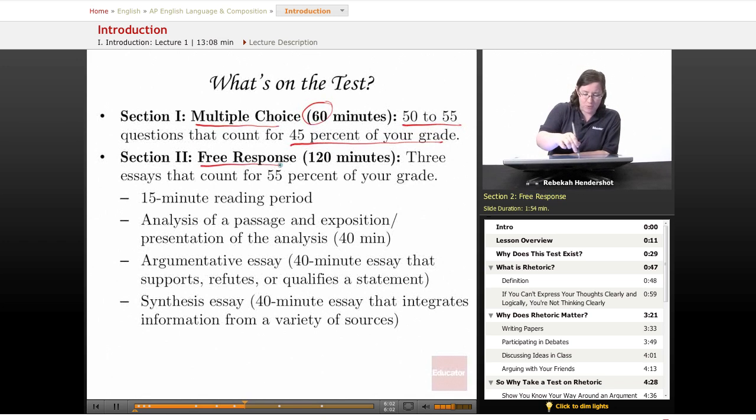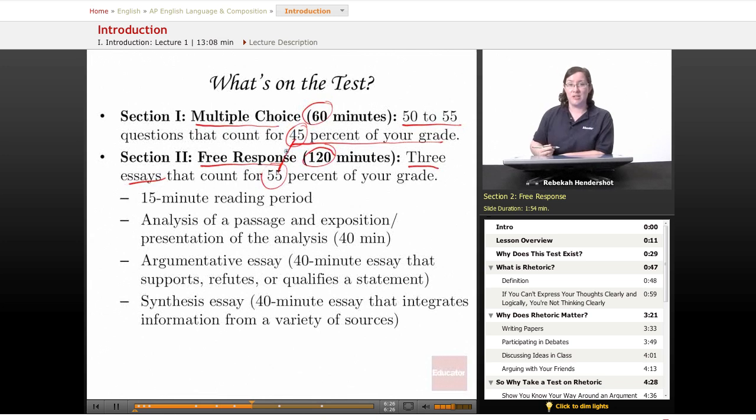Section 2 is free response. It's 120 minutes. You might notice it takes twice as long as the previous section, and that is because it consists of 3 essays, and they count for 55% of your grade. Now, notice that it only counts for slightly more of your grade, but you still spend twice as much time on it, and in many ways it's actually harder because this is you expressing your own ideas.